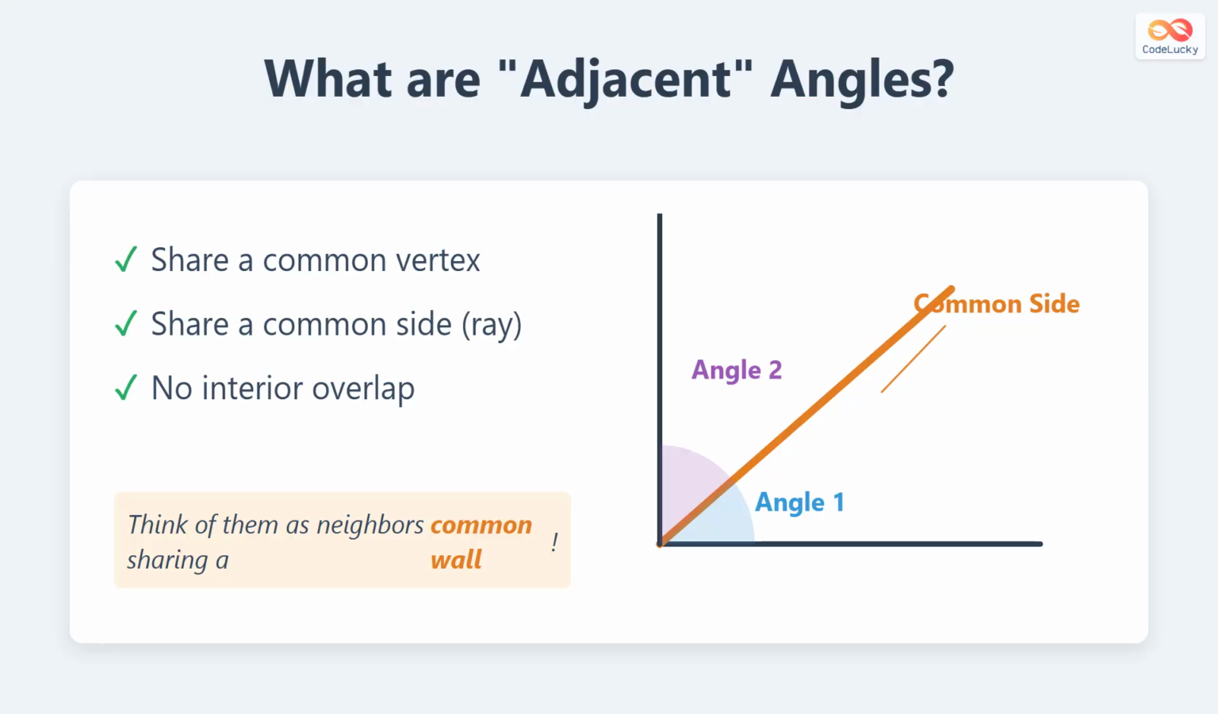The key to this topic is understanding adjacent angles. Adjacent means next to. Two angles are adjacent if they satisfy three conditions. First, they must share a common vertex. Second, they must share a common side or ray. And third, they must not overlap in their interiors. Think of them like two rooms in a house that share a common wall.